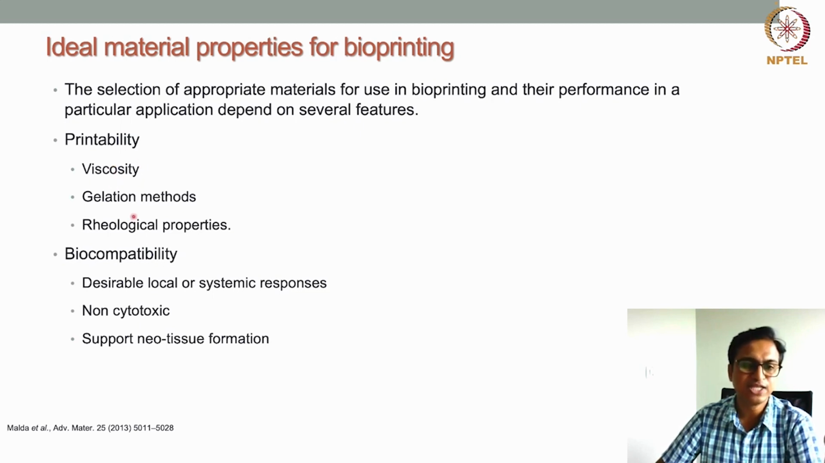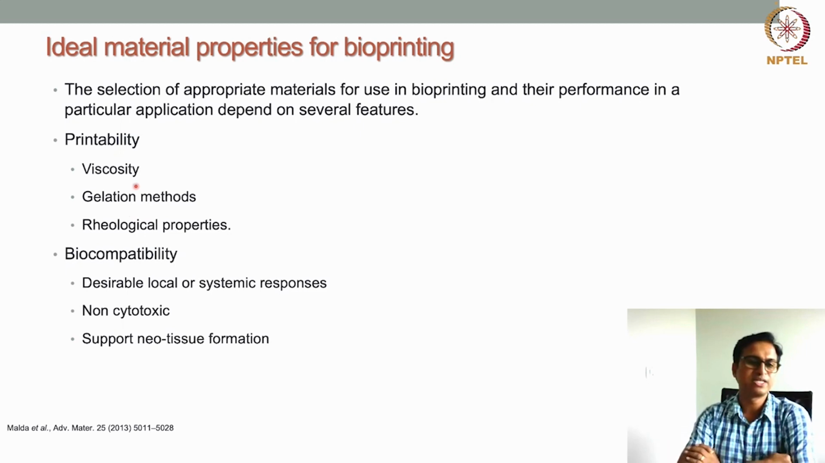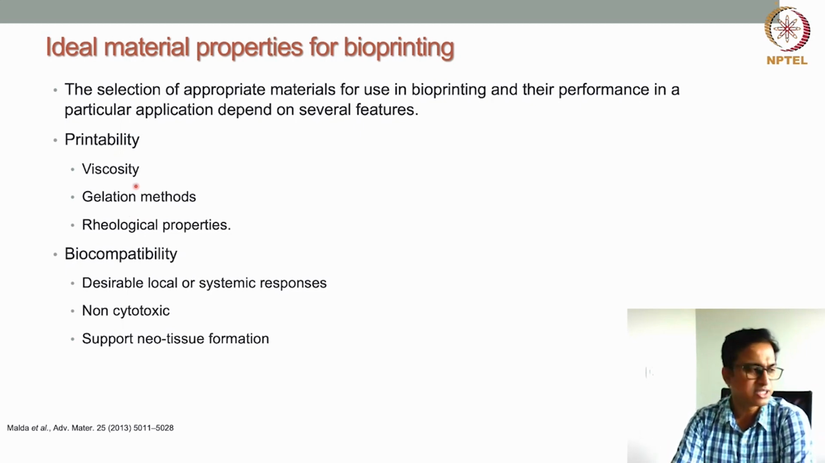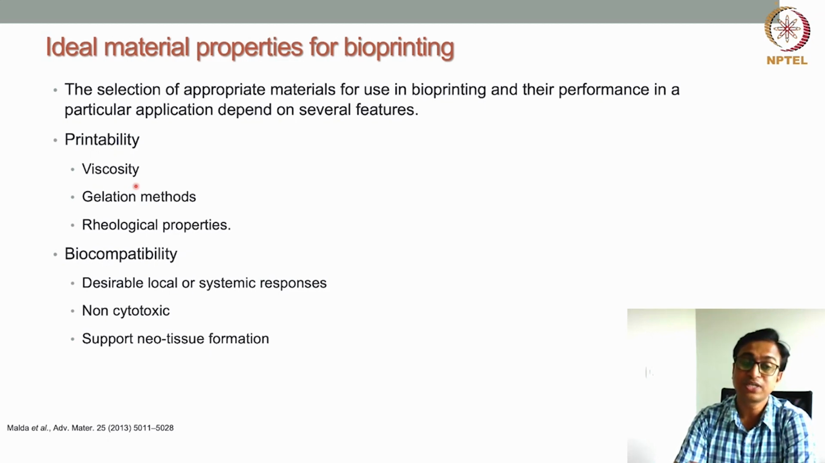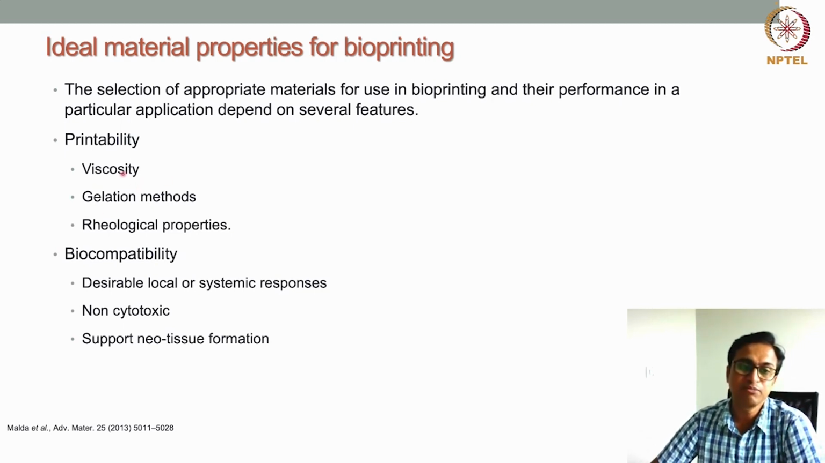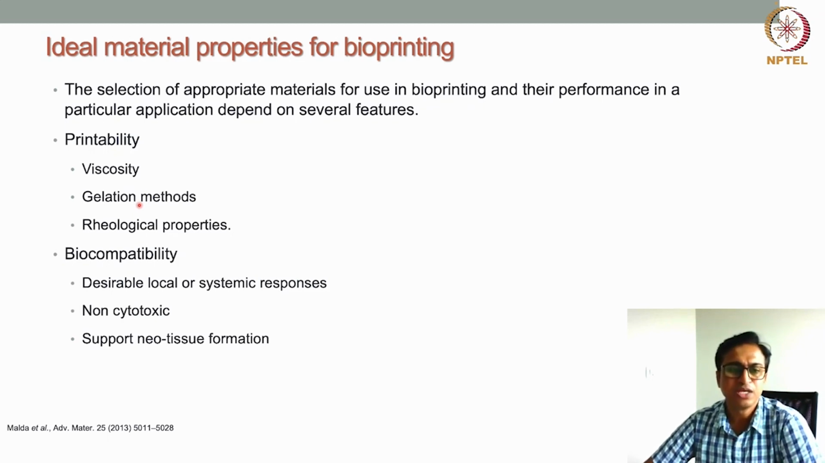Then the gelation method. As we mentioned in the earlier slide, after extrusion the material has to be solidified, so the gelation method is very important. The gelation process can start before deposition, but the material should not be fully cross-linked before extrusion, because otherwise it will prevent the extrusion of the material. So the type of gelation method, and how fast the rate of gelation is, is also important. And then the rheological properties; we have discussed some of the things, and we'll discuss more about them. Those are very important for bioprinting.